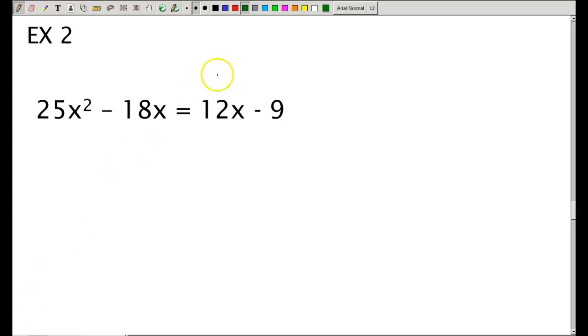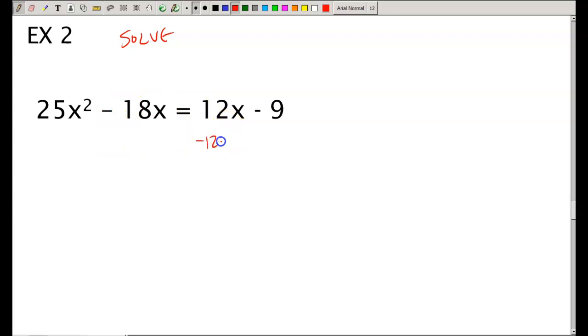All right, so let's look at the next example. In example 2, we are, again, trying to solve this equation. So I'm going to put solve here. Notice that this equation is not in standard form. So in order to even start the process, we do need to put it into standard form.